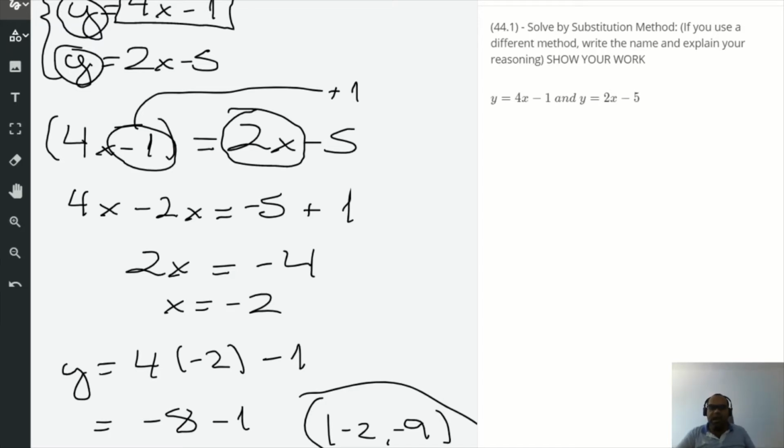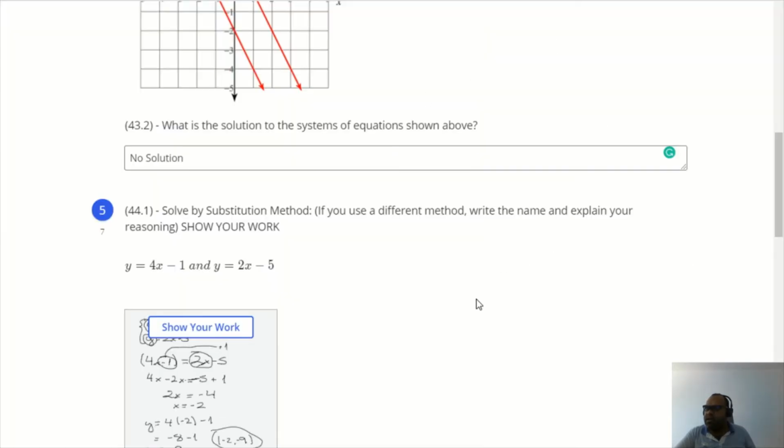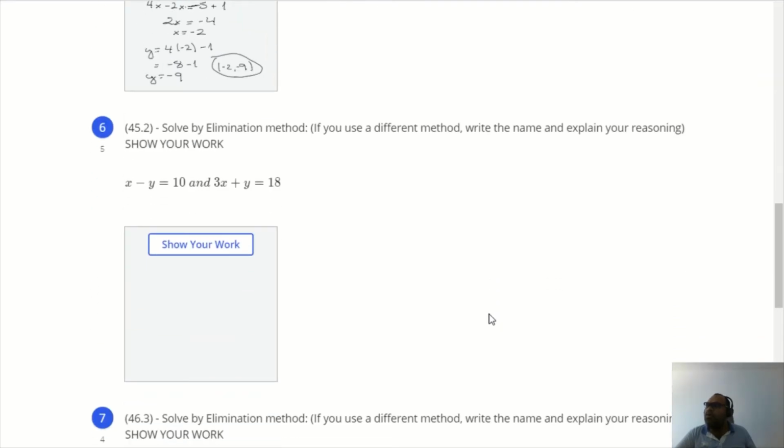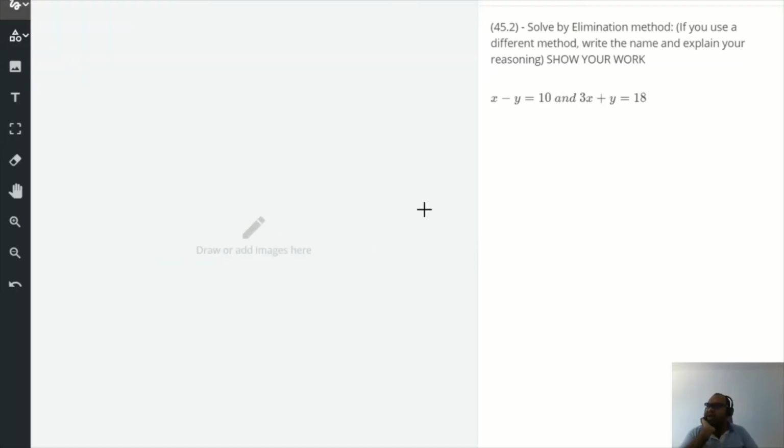Nice. Let's go ahead to the next one. Oops, let me just submit it here. Solve by elimination method. If you use a different method, please explain. I will use elimination right now. Okay? Let me use the elimination method.